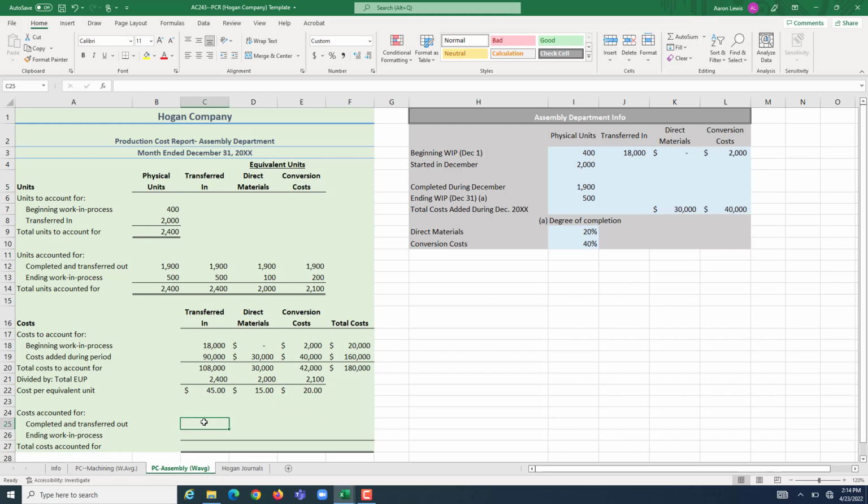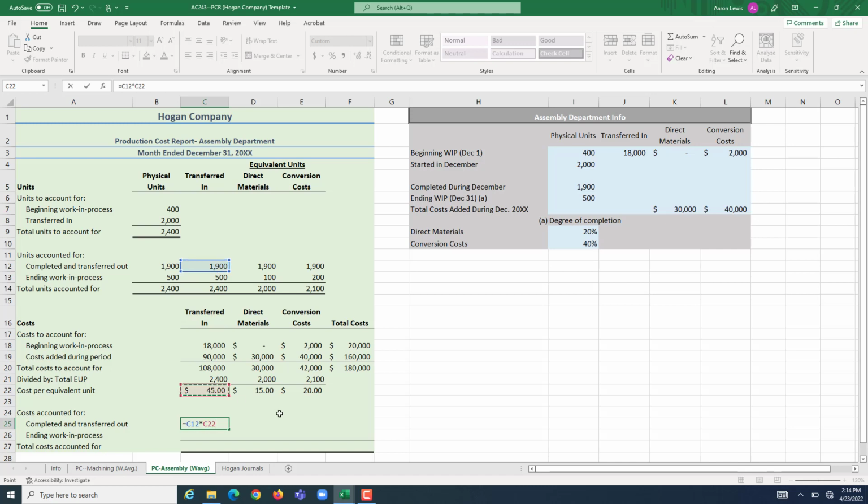And with that information, we can figure out what portion of this $180,000 worth of cost is going to get transferred out and what portion of it is going to stay here. And to do so, we are going to take our equivalent units of production for completed and transferred out, which is going to be 1,900 all the way across, and we're going to multiply it by the cost per equivalent unit for that category.